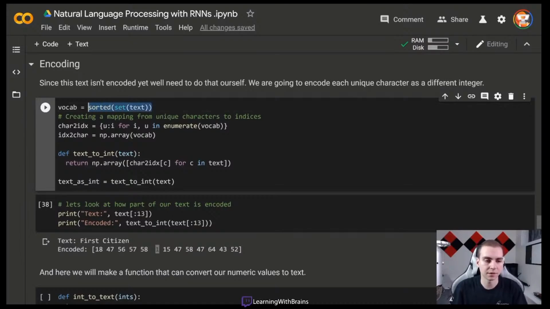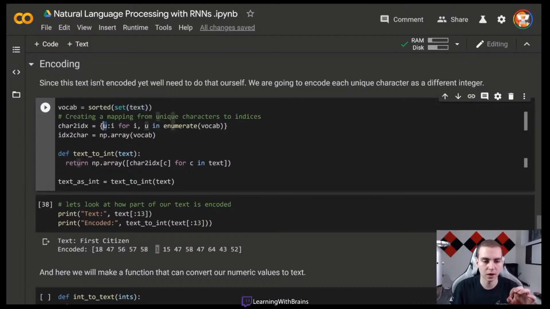So essentially, we need to figure out how many unique characters are in our vocabulary. To do that, we're going to say vocab equals sorted set text. This will sort all of the unique characters in the text. And then what we're going to do is create a mapping from unique characters to indices.